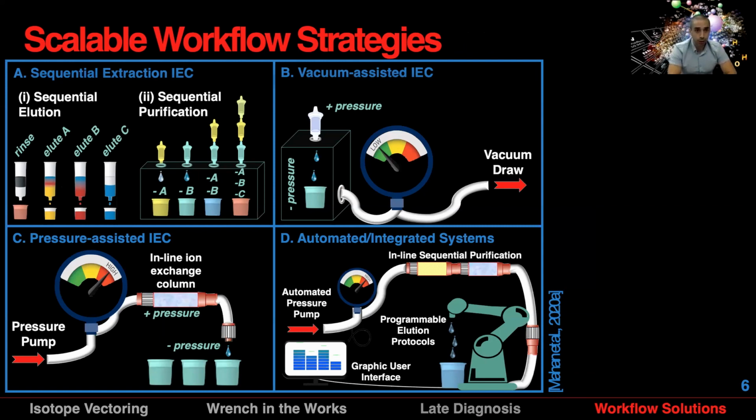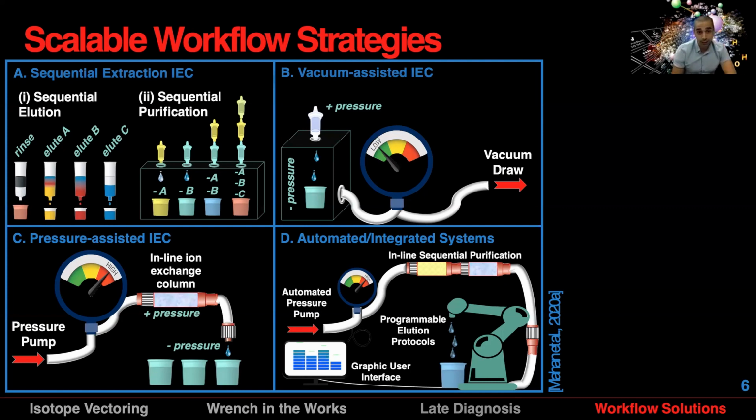So just a bit of background here. This is a diagram showing what is available to us in terms of workflow strategies that we can potentially scale up to meet the demands of industry and really take a crack at using these metal isotopes as vectoring tools. The simplest would be this sequential extraction IEC, which is ion exchange chromatography. Going back to that Marischal et al. 1999 paper, we need to purify our elements because it gets rid of a lot of interferences, some of which we understand, some of which we don't, that throw the resolution of our analyses out of whack.